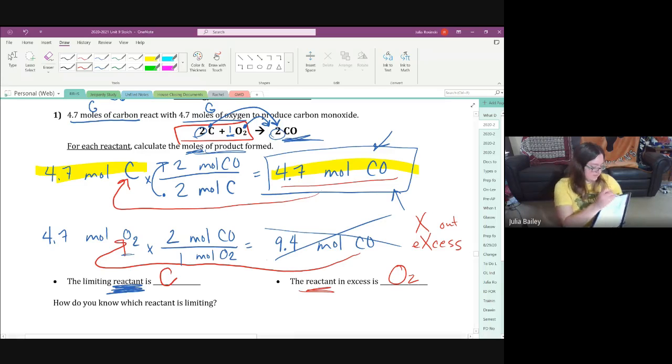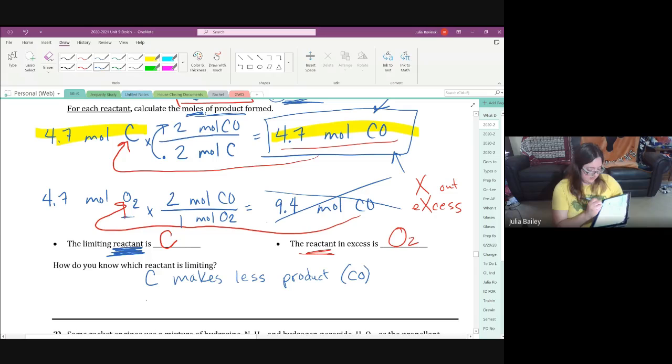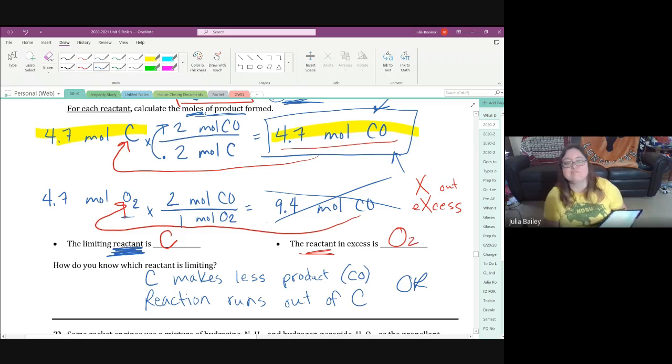And how do you know which reactant is limiting? Well, there's 2 ways you could say this. You could say carbon makes less CO, or you could say that the reaction runs out of carbon. Either of those are equal answers. That's fine. You just pick which one makes more sense to you. And that's it. That's a limiting and excess problem. We're done with Stoich.